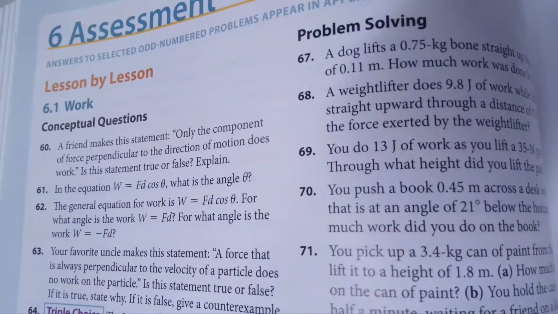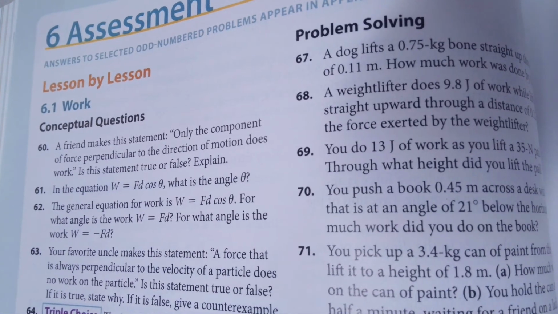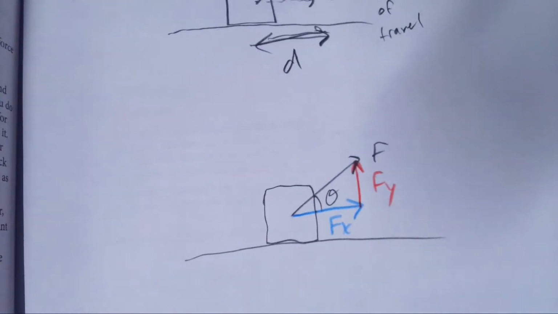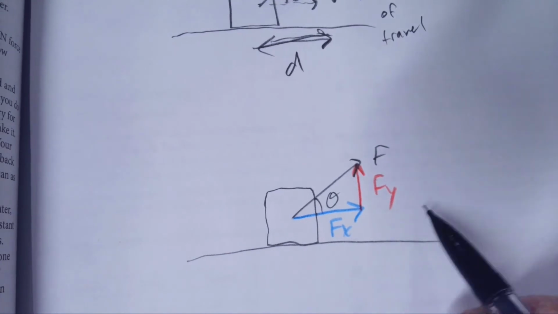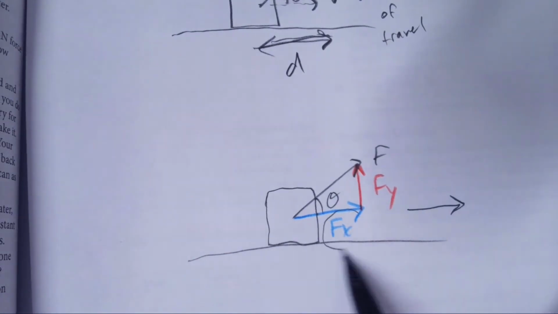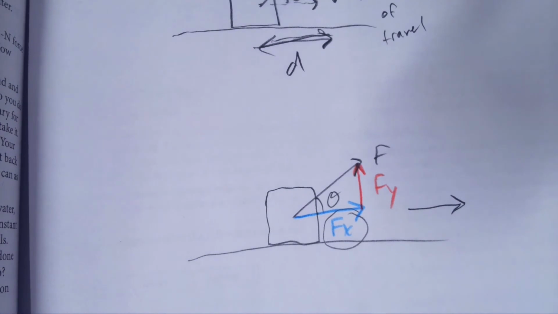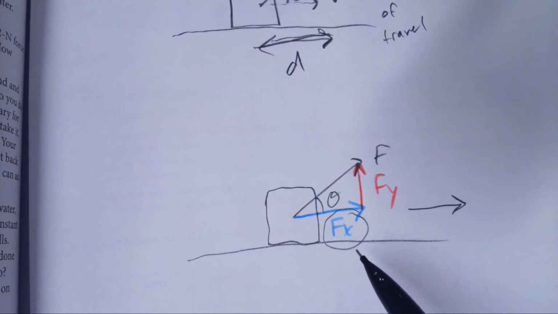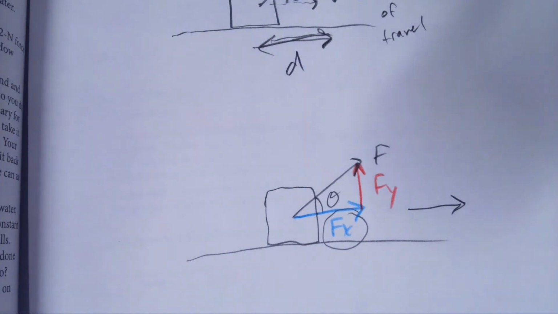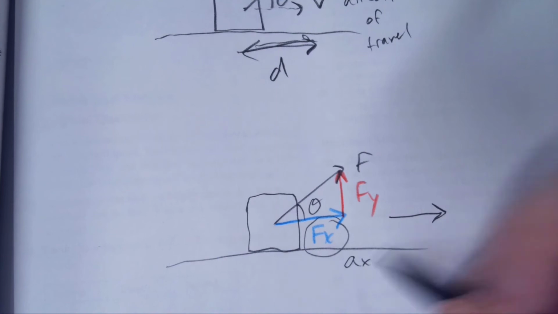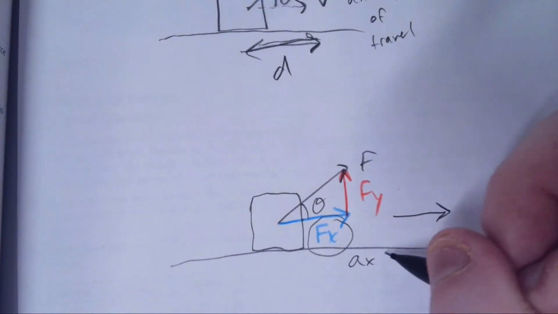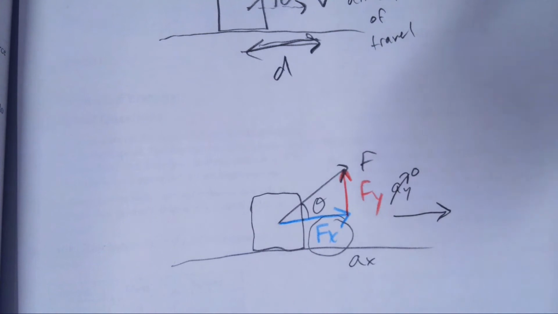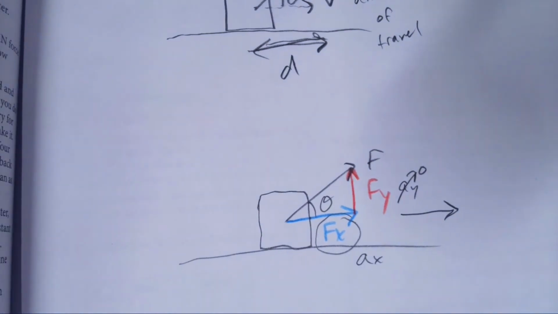A friend makes the statement that only the component of the force perpendicular to the direction of motion does work. This is incorrect. Only the force that is parallel to the direction of travel does work. If we're moving in this direction, then it is only Fx doing work. What does doing work mean? We're putting positive energy into a system. Fx is the only component of the force actually causing this object to accelerate or speed up. Fy is not acting on this, and does not cause any acceleration. So only the parallel component causes any type of work.